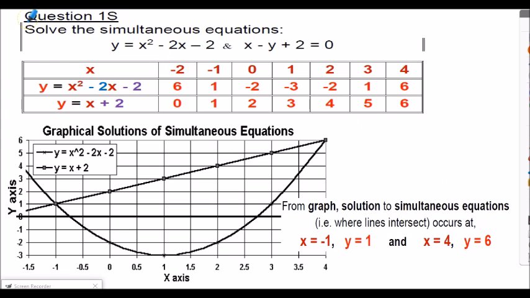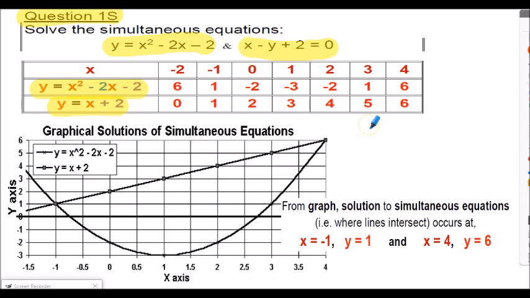Here's the graphical solution for question 1s. We're given a quadratic equation and a linear equation. Just note we have to rearrange the linear equation to get the y as the subject. So in this case, I would just simply add y to both sides of the equation, so the y is equal to x plus 2. The quadratic equation was in the correct format to use.